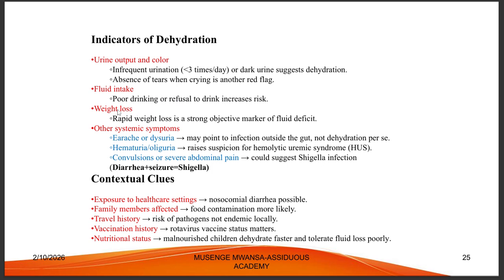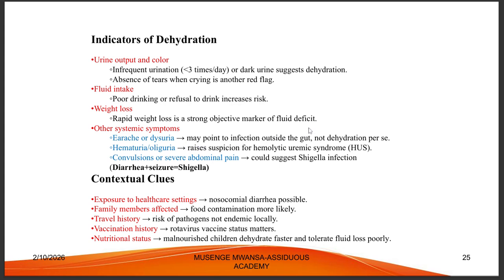All right. And then you have got weight loss. Rapid weight loss is a strong objective marker for fluid deficit. You have got other systemic symptoms that mark dehydration, or basically AGE, such as urgency or dysuria. Okay, pain during urination.